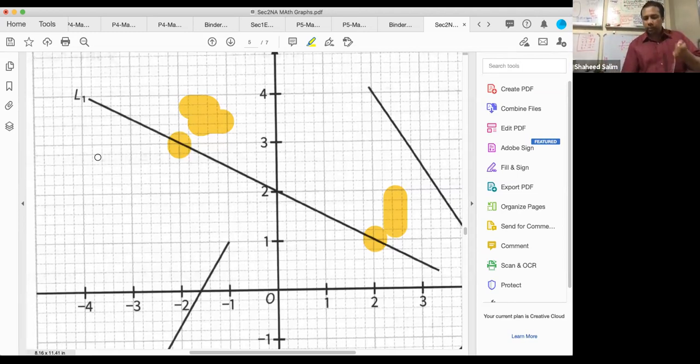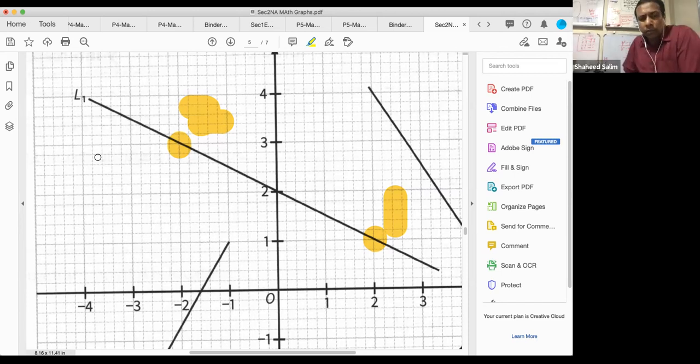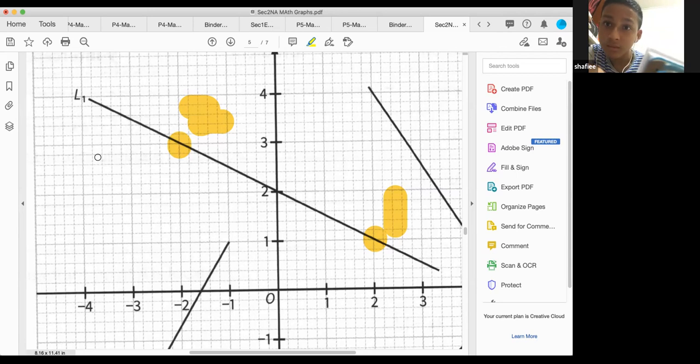All right. Shafi, give me the coordinates for point 2. L1. 2, 1. How get 2, 1? Oh, that's point 1. Yeah, 2, 1. Correct. Okay. What about point 2?